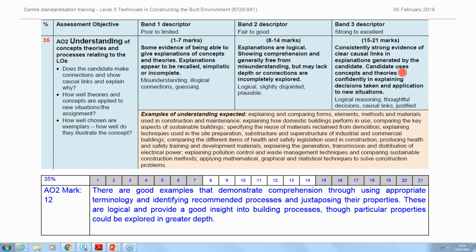And I think that we'll see as we go through, particularly in AO4 and AO5, just how important the understanding is, that we get the depth of understanding and can demonstrate that as we go through the marking of the assignment. Okay.